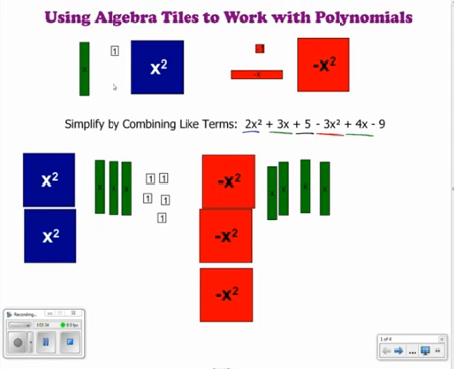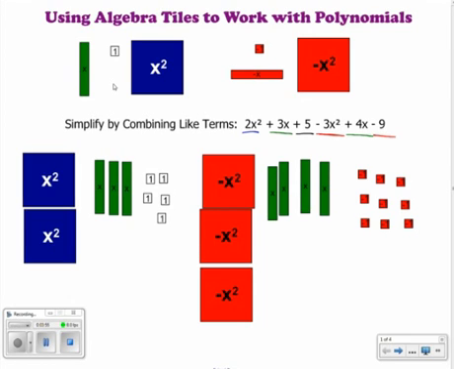My last term is minus 9. Since it's a minus, I need to use my red negative 1. So minus 9, I could think of it as the same thing as negative 9. So I'm going to show 9 negative 1 tiles. 6, 7, 8, and 9.